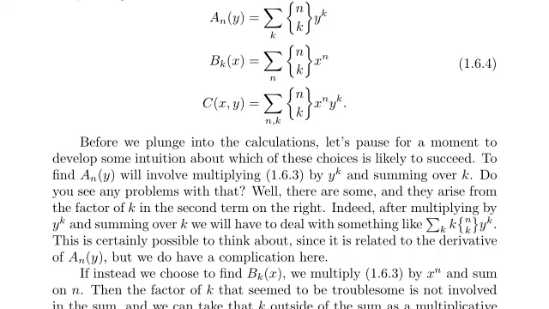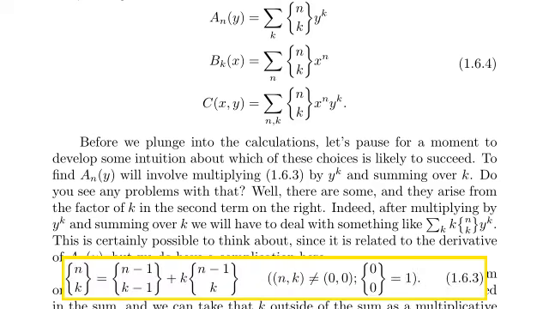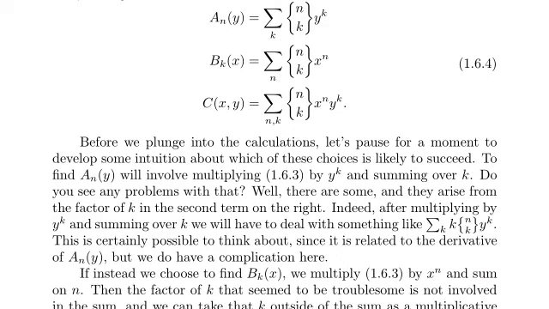To find A_n(y) will involve multiplying 1.6.3 by y to the k and summing over k. Do you see any problems with that? Well, there are some, and they arise from the factor of k in the second term on the right. Indeed, after multiplying by y to the k and summing over k, we will have to deal with something like the sum over k of k {n k} y to the k. This is certainly possible to think about, since it is related to the derivative of A_n(y), but we do have a complication here.